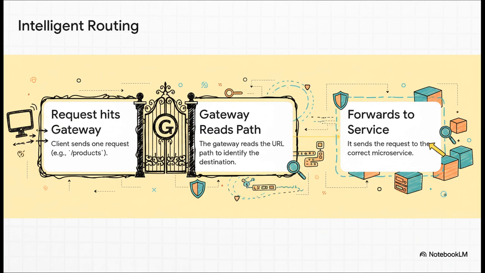So now the client only needs to know one address, the gateway's. That's it. When a request comes in, the gateway acts like a traffic cop. It reads the URL, sees you're asking for /products, and sends you over to the product service. The client has absolutely no idea it might be talking to dozens of different services behind the scenes.